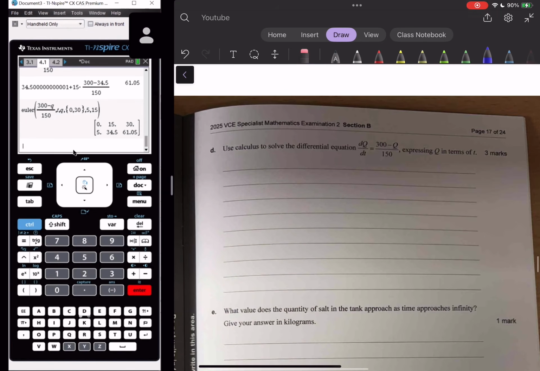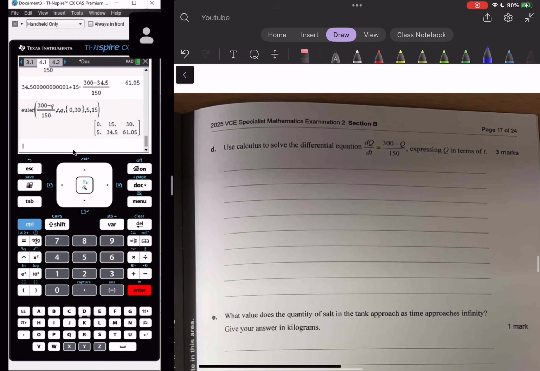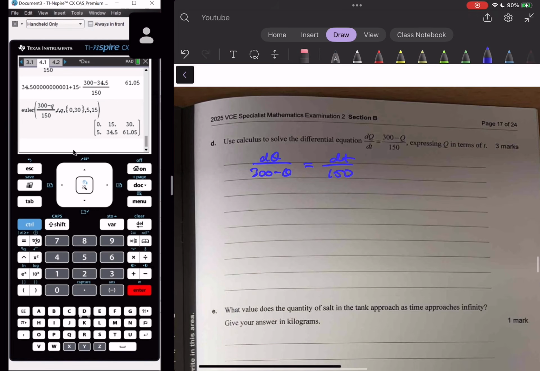All right, Part D: use calculus to solve this differential equation. This shouldn't be too bad to do. It's just separation of variables. Let's bring 300 minus Q to the other side: dQ over (300 minus Q) equals dt over 150. So integrating both sides gives us log of (300 minus Q) equal to t over 150 plus C.